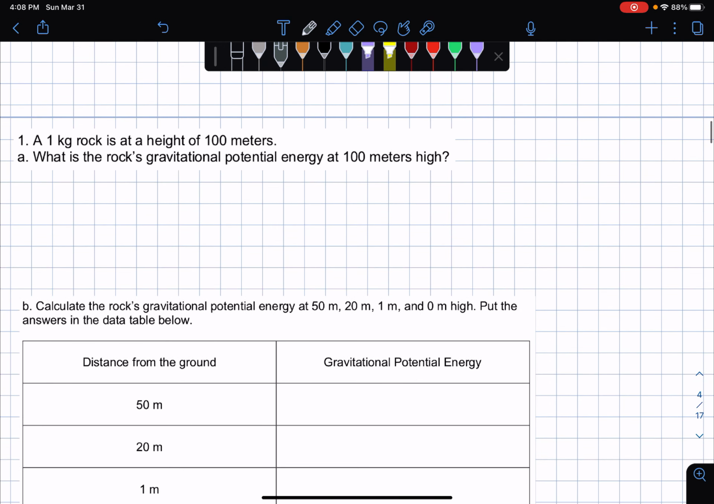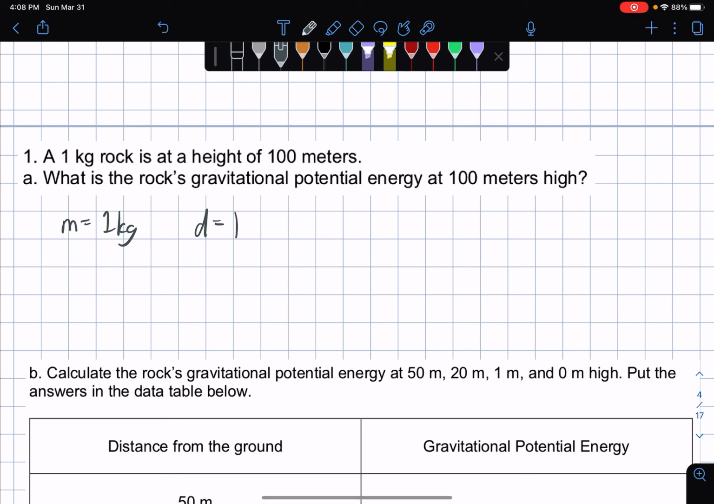So let's proceed to number 1. A 1 kilogram rock is at a height of 100 meters. So the mass is 1 kilogram. The height or the distance, any distance stated, is said to be 100 meters. So what is the rock's gravitational potential energy? What we mean by GPE, or gravitational potential energy, it's just another fancy way of saying potential energy. It's just with the word gravitational, but it's the same thing as PE. So PE is equal to mgh, right? So what do we do now?